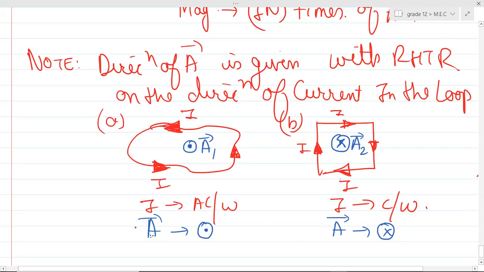Please remember, whatever be the direction of the area vector, the magnetic moment vector will also have the same direction. Is this clear? Any doubt in this, guys? Once you find out the direction of M, now take M cross B. Please remember, you don't need to find out the direction of a torque.